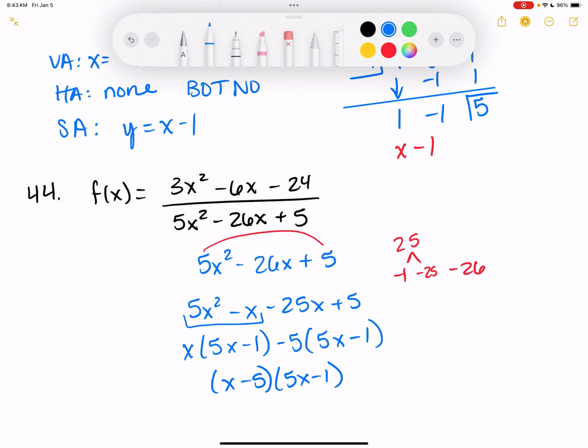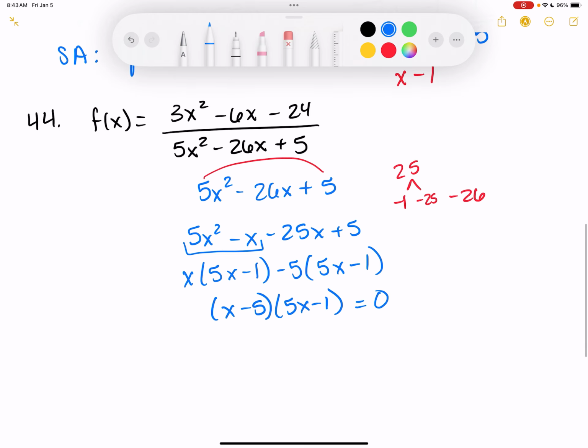At this point, that's when we're setting it equal to 0 to find our vertical asymptotes. So I'm going to split them up individually. x minus 5 equals 0, and 5x minus 1 equals 0. And then I'm just going to solve for x. So that's going to give me x equals 5, and x equals, move the 1 over, divide by 5, so 1/5.